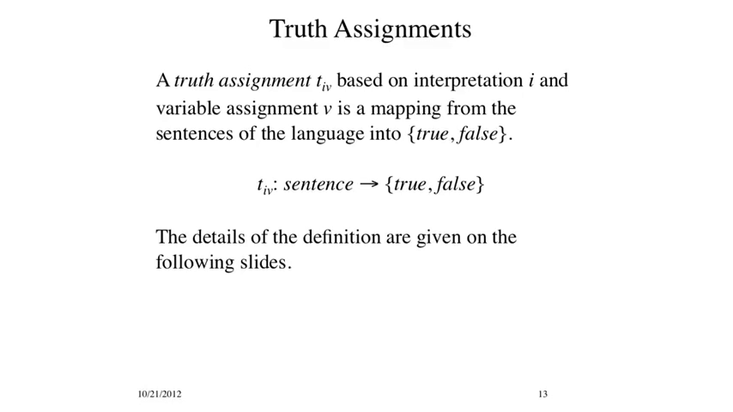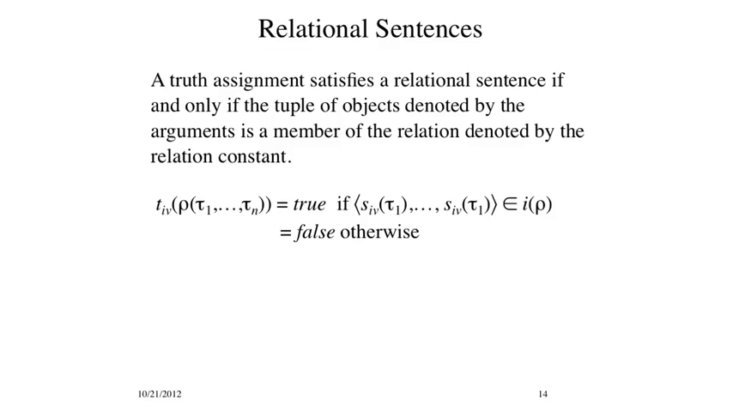The truth assignment, based on interpretation I and variable assignment v, is the mapping from the sentences of the language to true or false. The details depend on the type of sentence involved. Given an interpretation I and a variable assignment v, a relational sentence is true if and only if the tuple of objects denoted by the arguments is contained in the relation denoted by the relation constant.